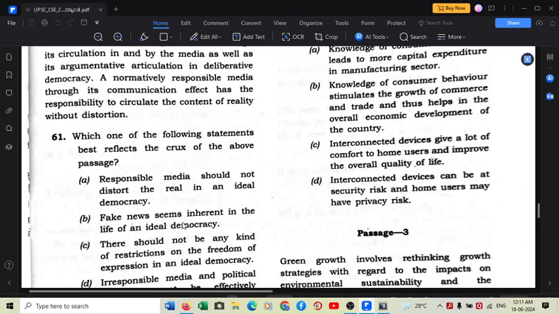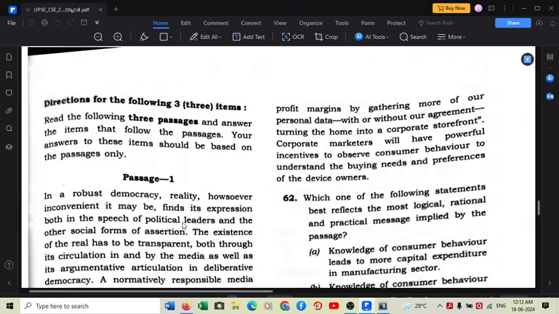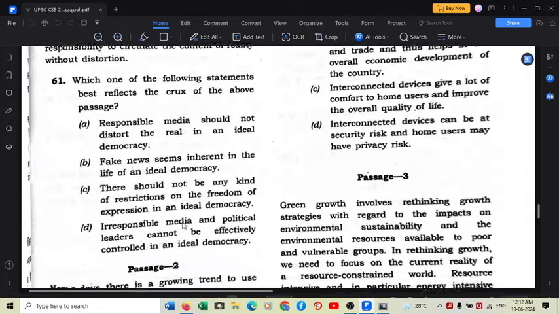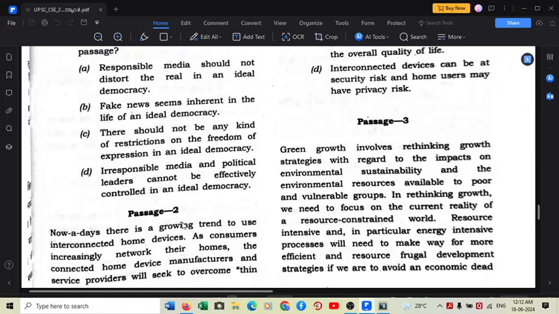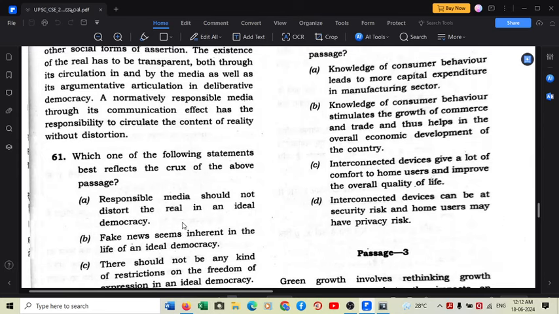Option D, interconnected devices can be at security risk and home users may have privacy risk. Yes, so this is the right answer, because option D talks about security risk and home users may have privacy risk as well. Because if corporate manufacturers have access to more personal data, just because they want to improve on the quality of products they are manufacturing, definitely this personal data will compromise the privacy of the consumer. So definitely option D remains a more relevant statement, which is aligning well with the passage.